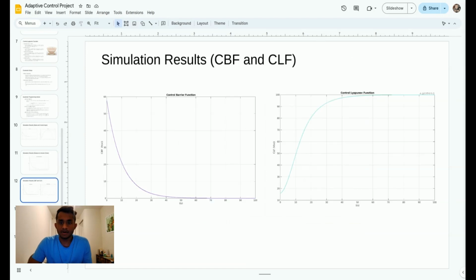In our case, we also plotted the control barrier function and control Lyapunov function. As you know, the control barrier function needs to tend to 0 in order to make the distance go to the required safe distance, in this case 25 meters. Whereas the control Lyapunov function starts off with a very low value and as time passes, it reaches a high value because it has reached the desired velocity of Vd.